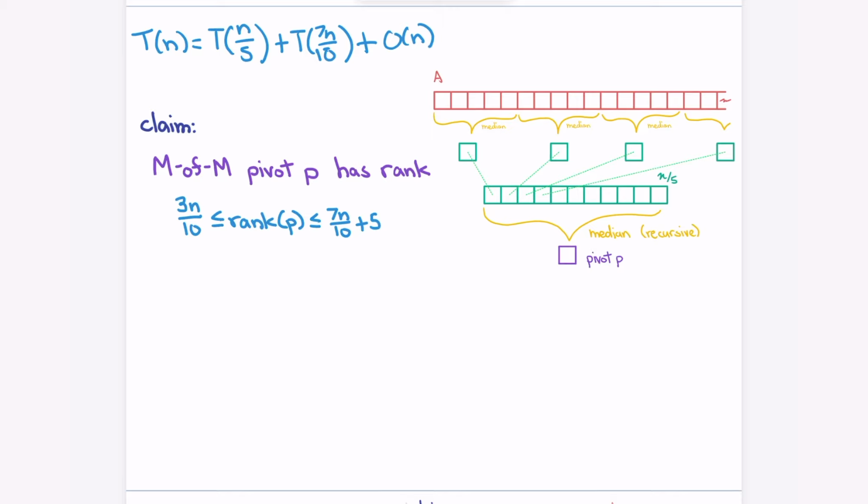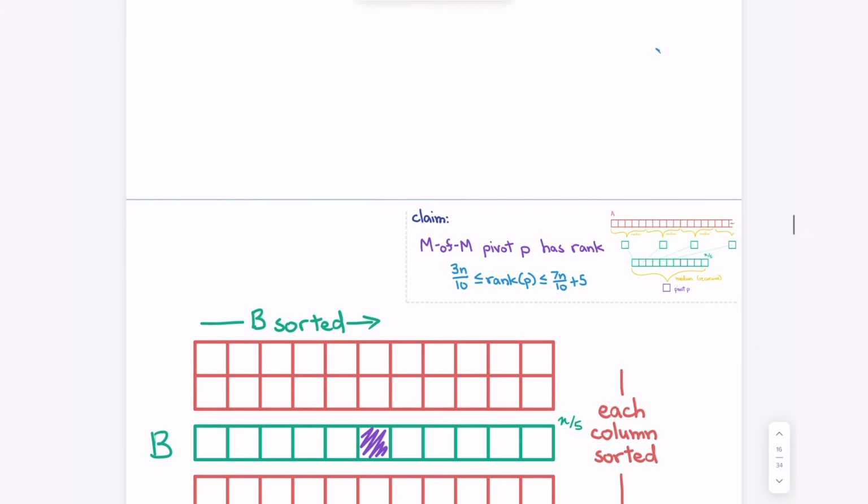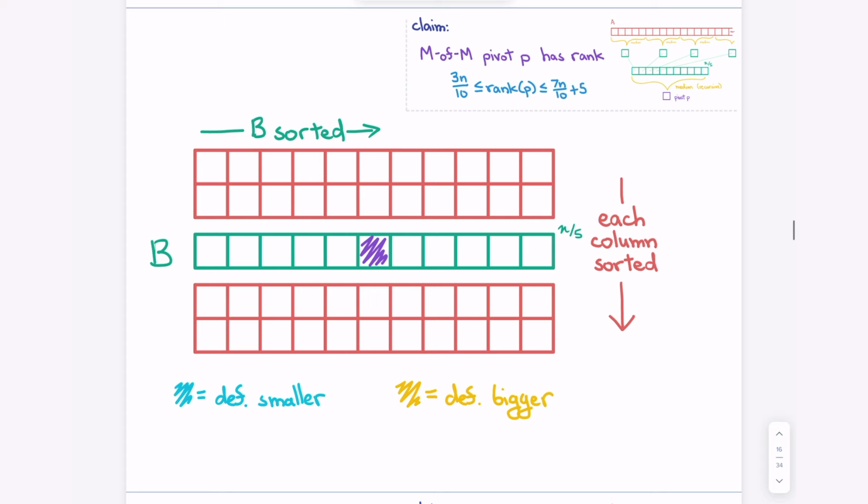Okay, so how do we prove this? For simplicity, I'm going to assume the input is divisible by 5 first to sketch the ideas, and then you're just going to be off by plus or minus 2 at the end, if you go through it a little more carefully. Okay, so what I've done is a proof by picture. You could do it more painfully, but we're going to do a proof by picture.